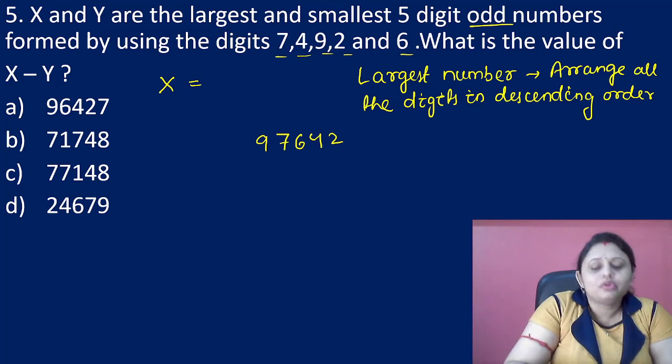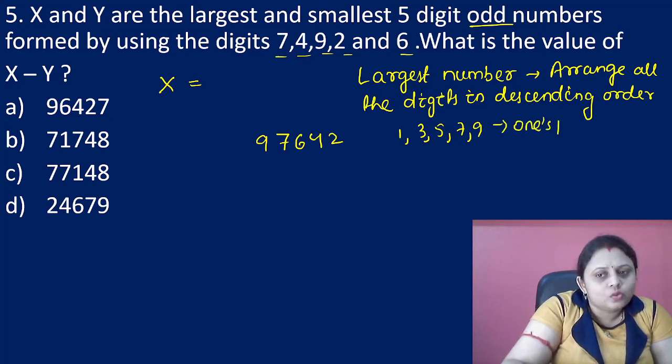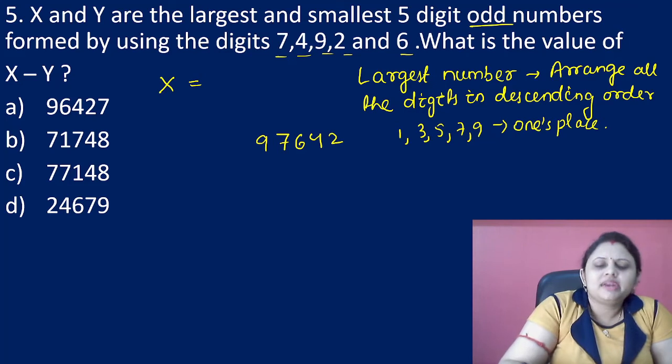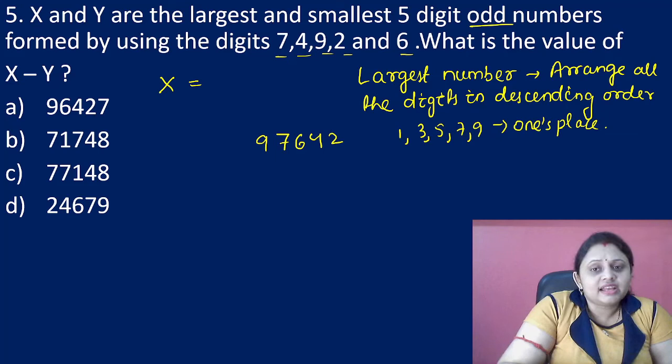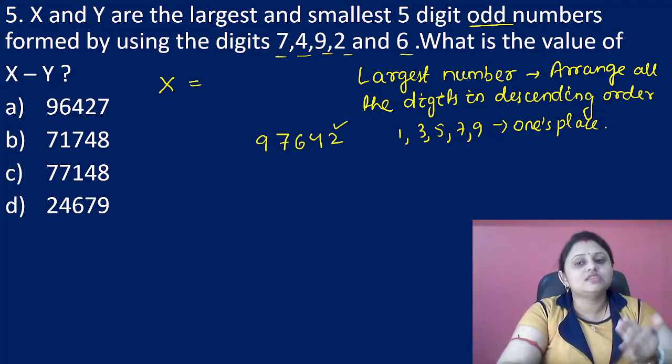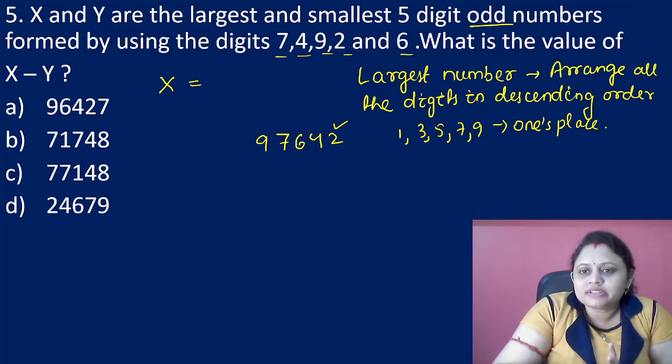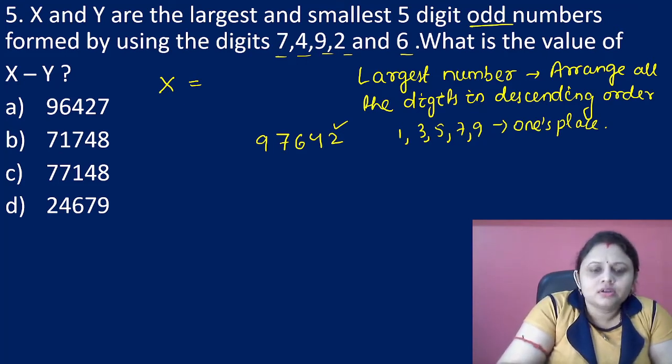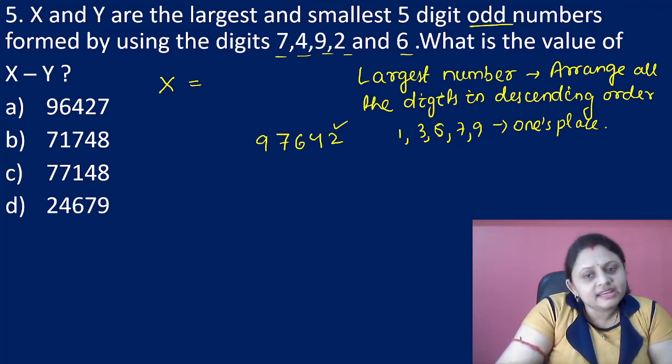For an odd number, the digits 1, 3, 5, 7 or 9 should be present in the ones place. Okay, but here 2 is present in the ones place. What we can do, we can exchange the position of this 2 with the least odd number. Here 2 odd numbers are present. What are the 2 odd numbers? Sorry, I have written 5 here. It is 6. Okay, so what are the odd numbers present? They are 9 and 7.